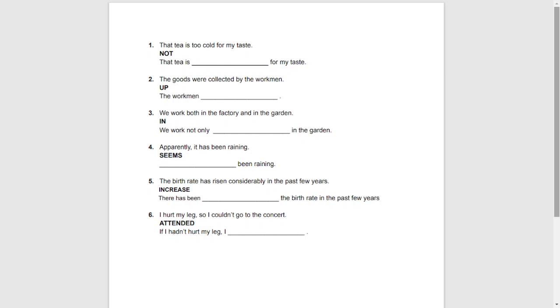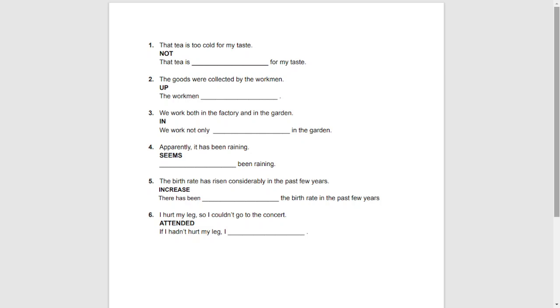Okay, the next one, number 4: apparently it has been raining. So the speaker is saying this from the present moment. Maybe he can feel the ground wet in the present moment, but he is talking about something that happened in the past. Okay, so let's try and change this with "it seems". In this case, we would say it seems to have been raining.